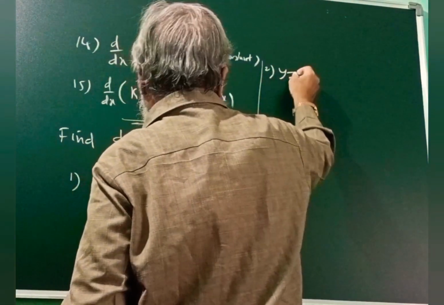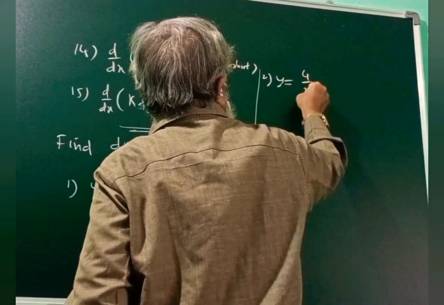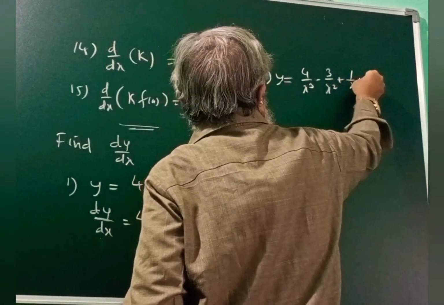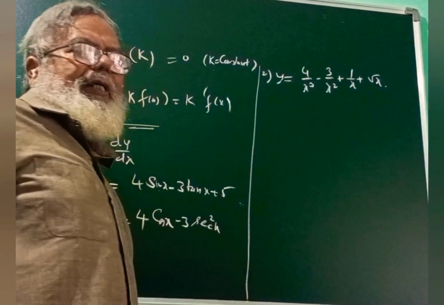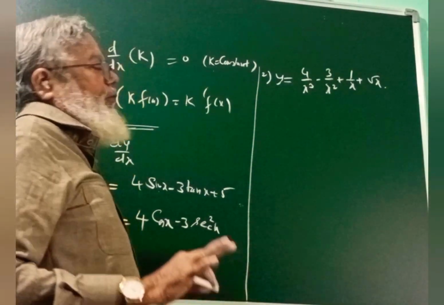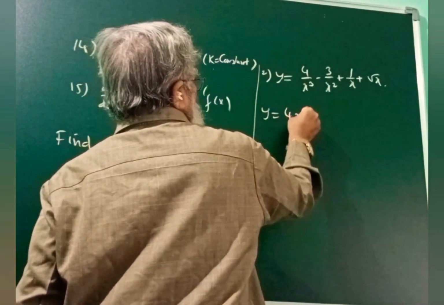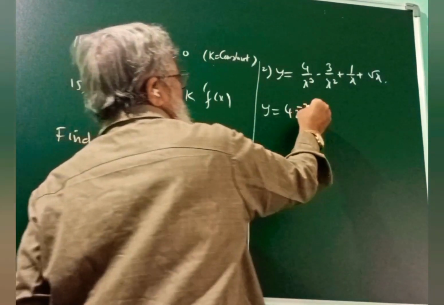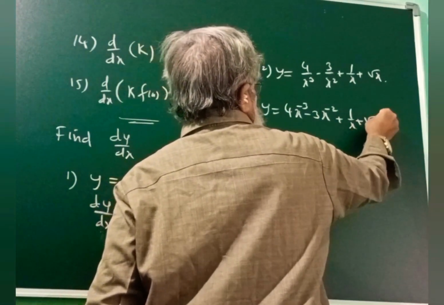Now you see y is equal to 4x cube minus 3x square plus 1 by x plus root x. This is the function for which we have to find dy by dx. Now it is not in the ready form for differentiation. First we have to make it in the standard form. We can write this as 4 x raised to minus 3, and here minus 3 into x raised to minus 2, plus 1 by x plus root x.